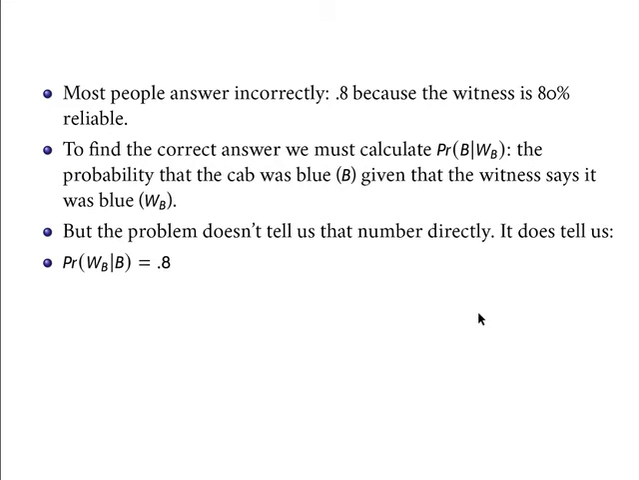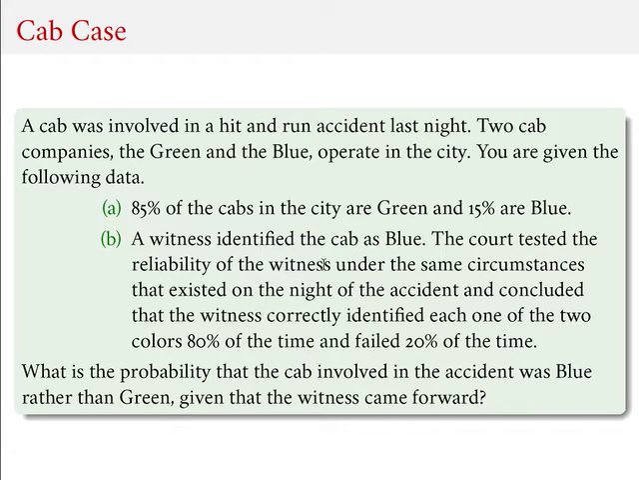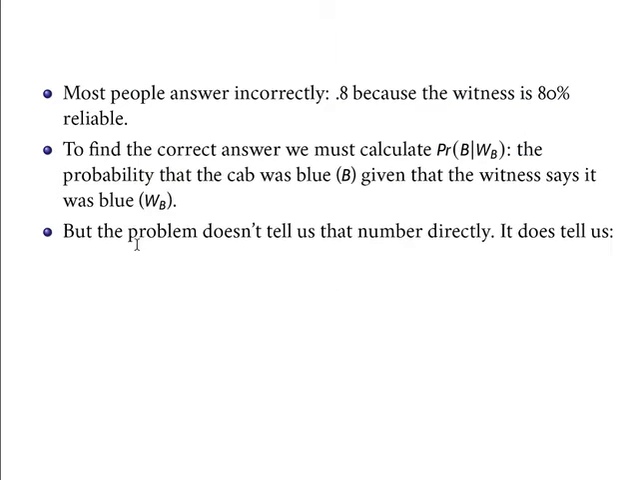Here's what we do know from the example. We do know, among a couple other things, that the probability that the witness will say it's blue, given that it is blue, is 0.8. So the probability, again, that the witness correctly identifies a color is 80%. And that's what the example does tell us about the witness's reliability. But note, crucially, these are two different things. The probability that the cab is blue, given that the witness said so, is different than the probability that the witness says it's blue, given that it is blue.